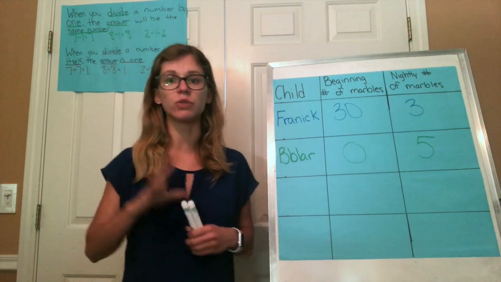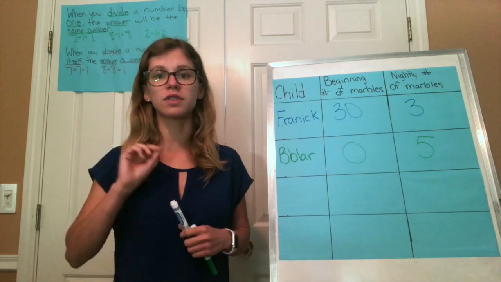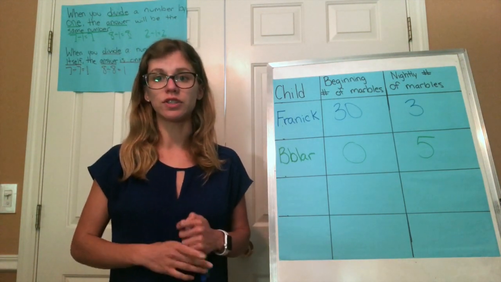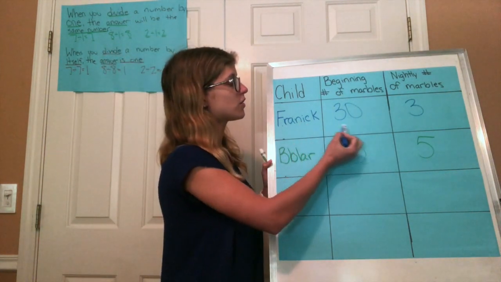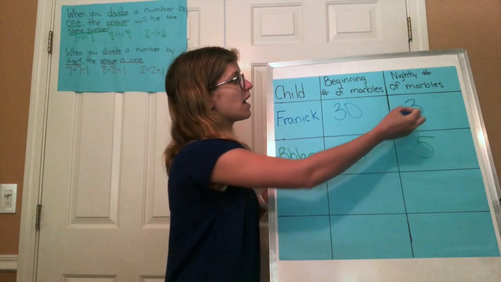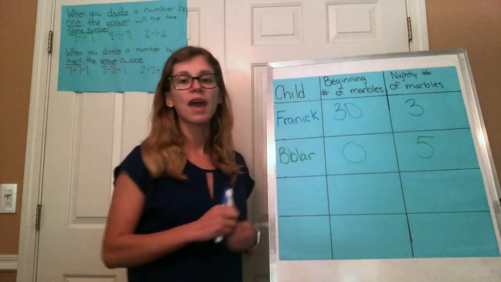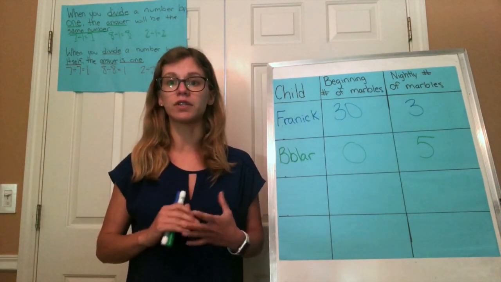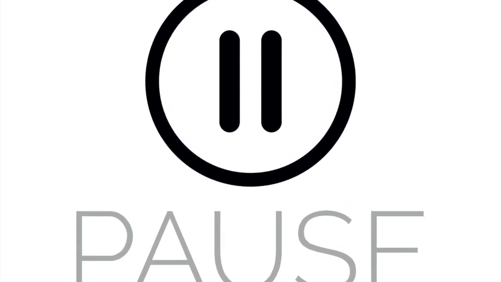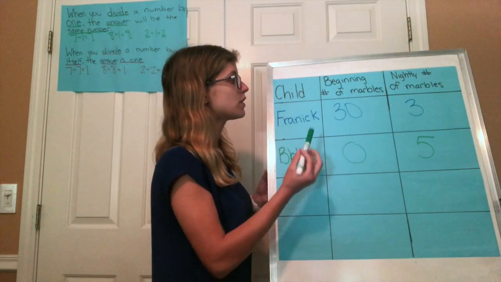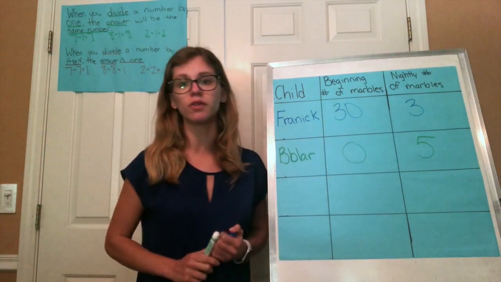What I want us to do is just think about the first night that one of these children gets magic marbles. So let's think about Franek. If Franek started with 30 marbles and nightly gets 3 marbles, how many marbles did she have after the first night? After the first night, she would have 33 marbles.